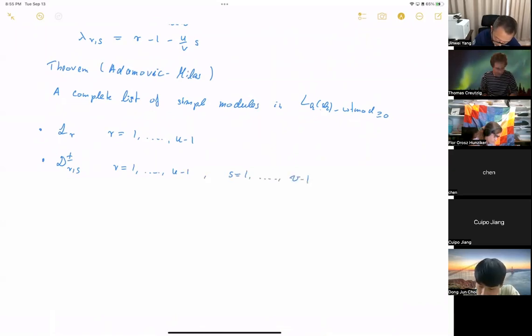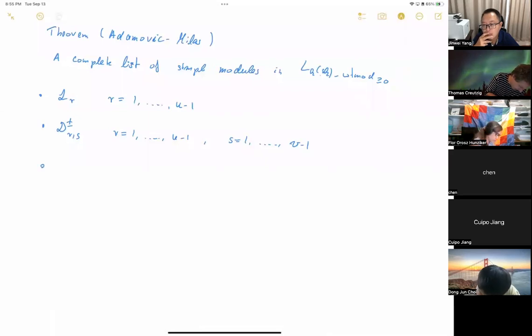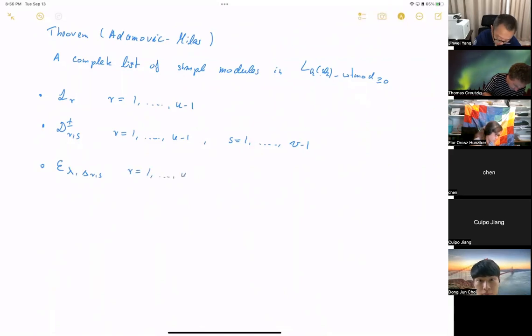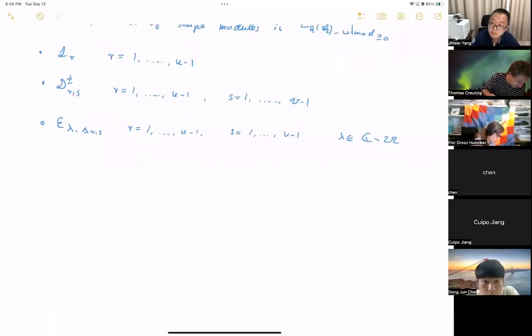So these labels, you can remember this R label will essentially always go from one to U minus one, and the S label from one to V minus one. And then our relaxed highest weight modules are almost always simple. So here the R and S label is the same as before. What else do I have to specify? Lambda, remember if I shift my lambda by 2, I get the very same module. So it's only parameterized modulo 2Z, modulo the root lattice.